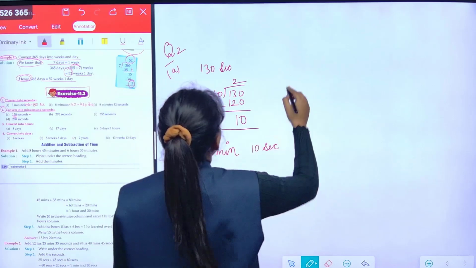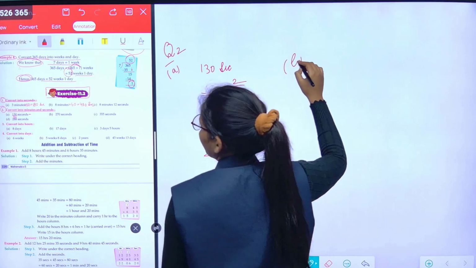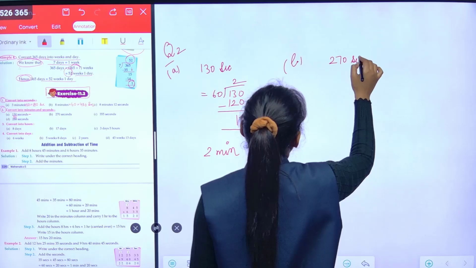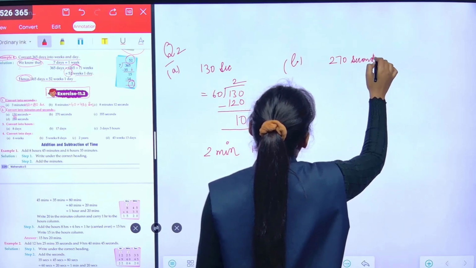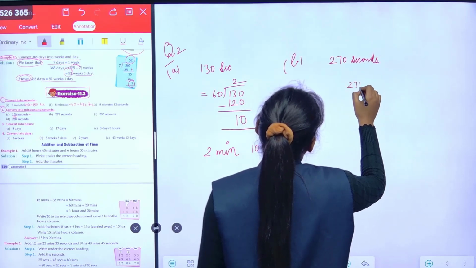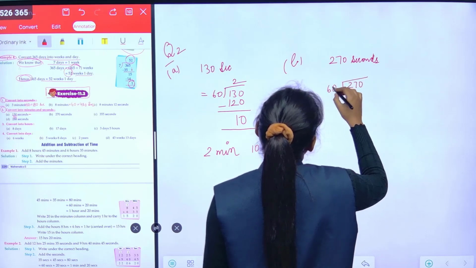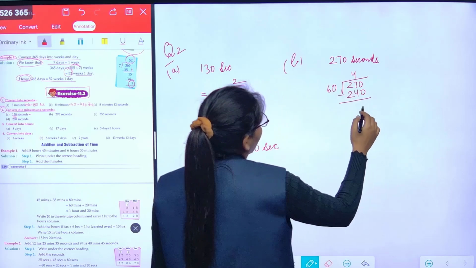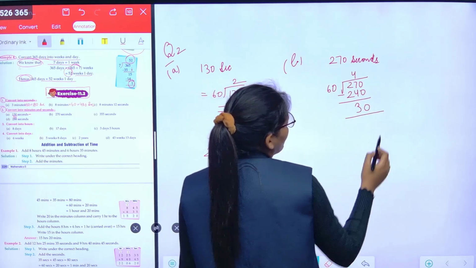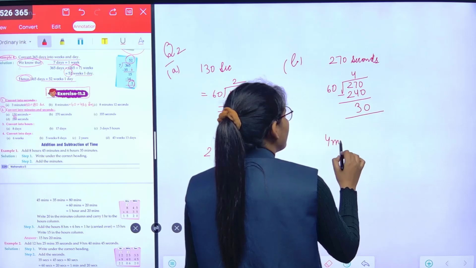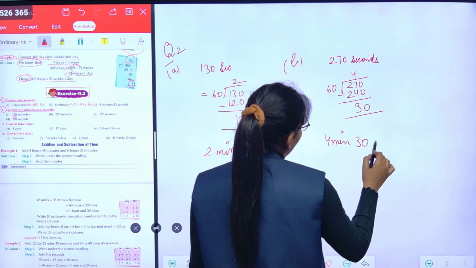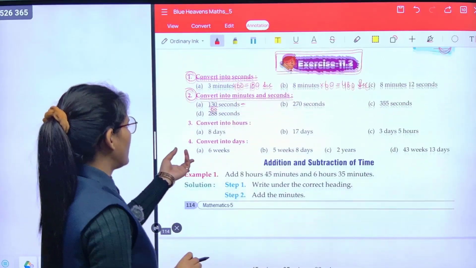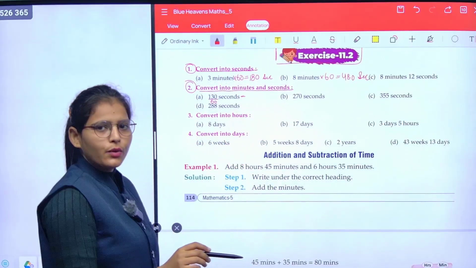Now class, see the B part. B part is 270 seconds. Now 270 divided by 60. Now 6 fours are 24, so 240, remainder 30. So 4 minutes 30 seconds. Understand class? Now class, rest of the parts do yourself.